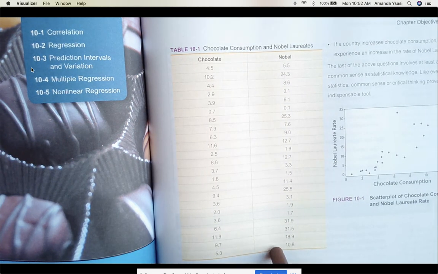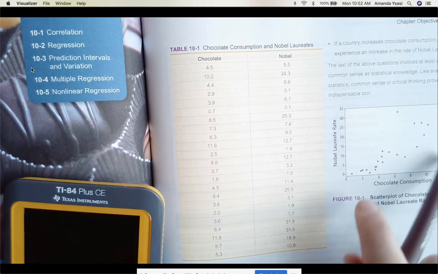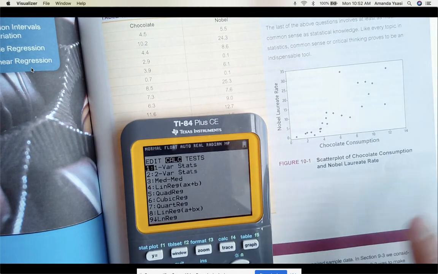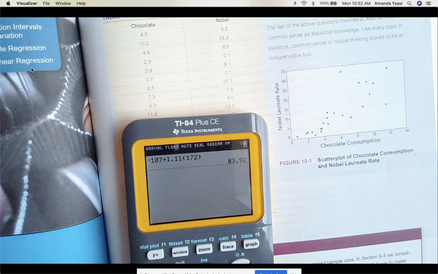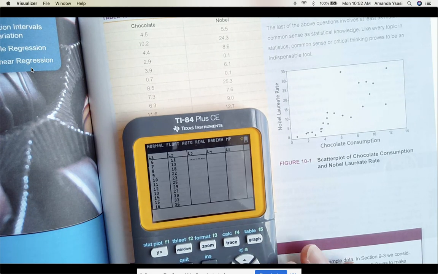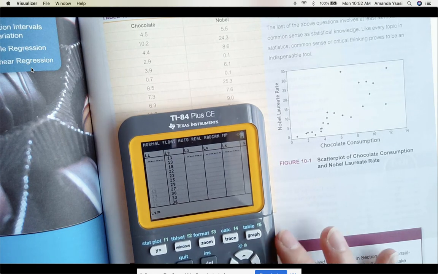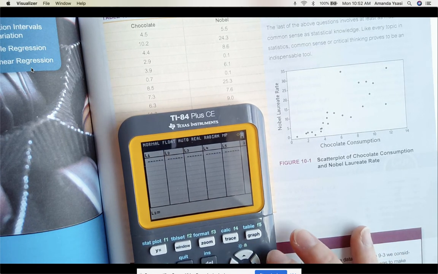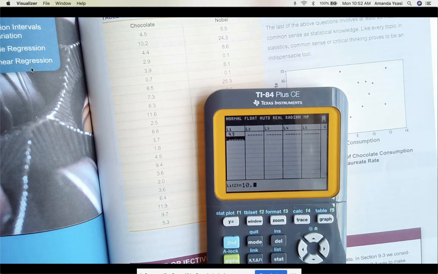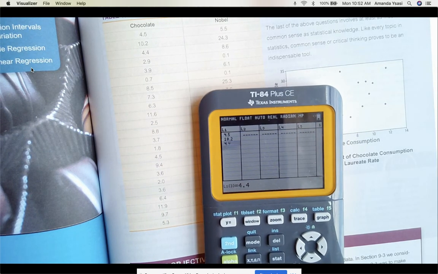We can put this into our calculator and come up with the scatter plot. So let's go ahead and do that. Remember, you go to Stat, Edit, and we want to clear out whatever's in there, that was from last week, and put in our data. So go ahead and do that.